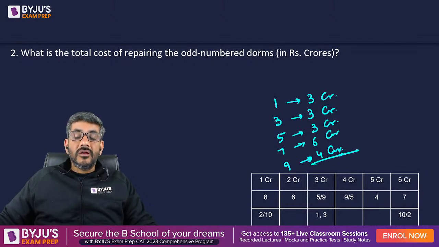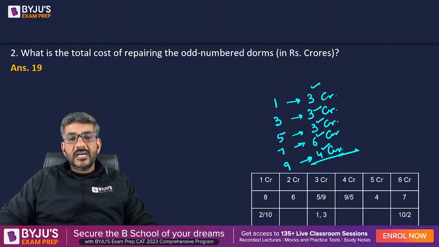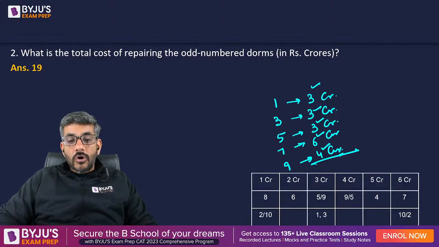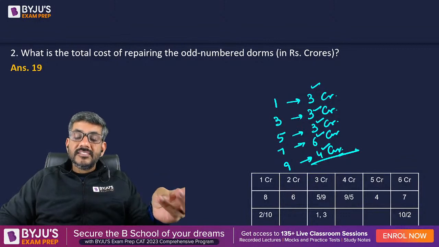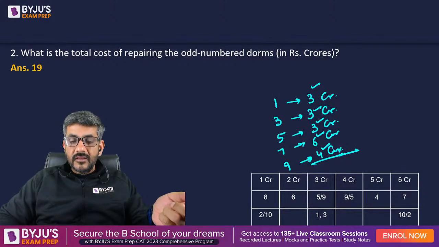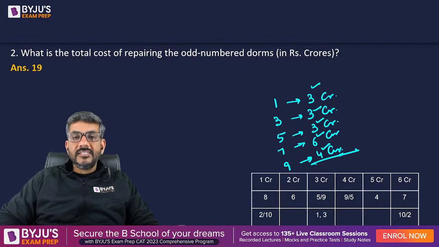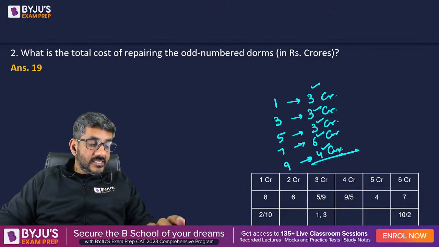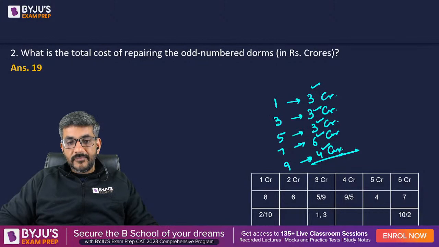So one thing is for sure, the total cost for all of them is 3 plus 3 plus 3, 9 plus 6, 15 plus 4, 19 CR. So 19 CR is the total cost of repairing all the odd numbered DOMs, because for 1, 3 and 7 it is already fixed at 3, 3 and 6. For 5 and 9, for one of them it is 3 CR, for one of them it is 4 CR. When you add all of them, it becomes a total of 19 CR. So 19 CR is the right answer for us. Okay. I'm sure this is understood to all of you now.